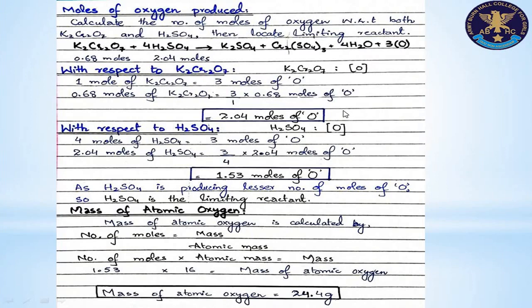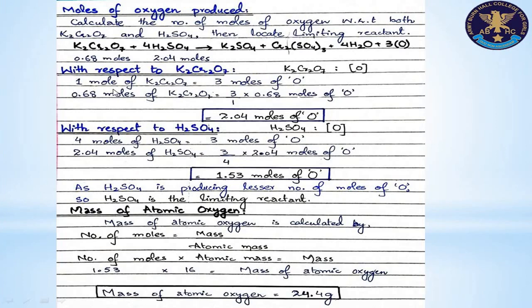Now the third step, that you have to calculate the moles of the product, and the product here is atomic oxygen. We have to calculate the moles or the mass of this atomic oxygen with respect to both of these reactants. So for the calculation of this mass, first we have to calculate the number of moles of atomic oxygen produced with respect to both potassium dichromate and sulfuric acid. And after calculating, we have to locate the limiting reactant.